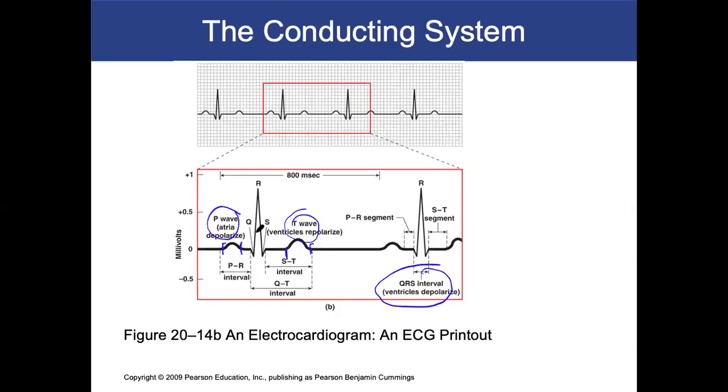Why are we missing it? It occurs during the same time as a QRS. We don't see it because the atria are so small compared to the ventricles. The ventricles are so massive that their electrical events overshadow the atria.